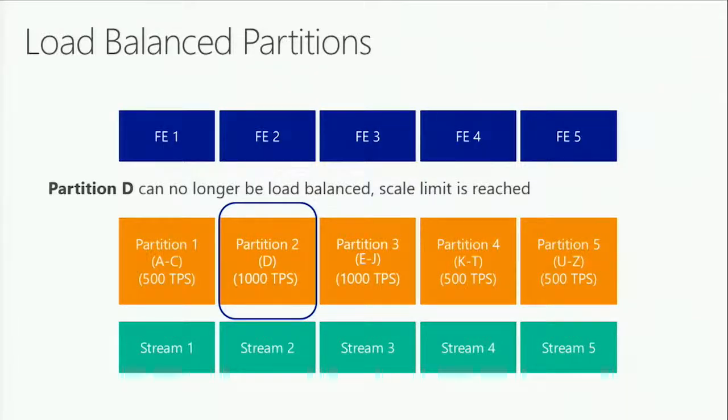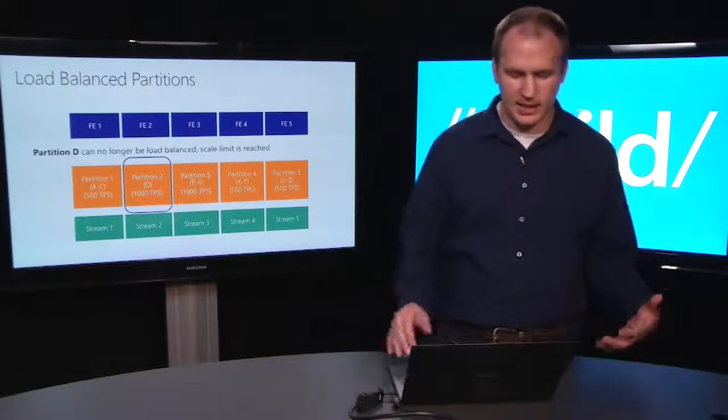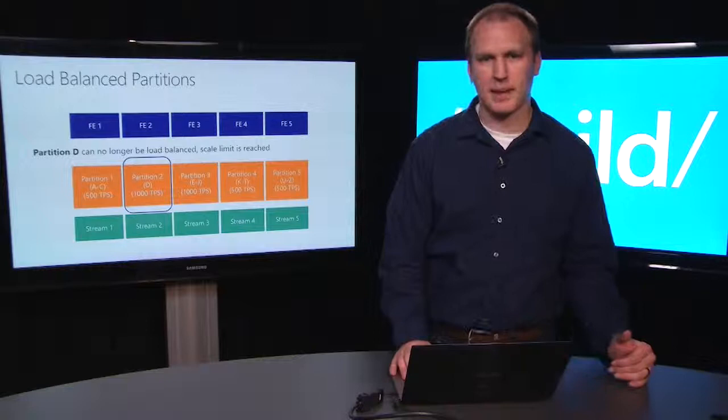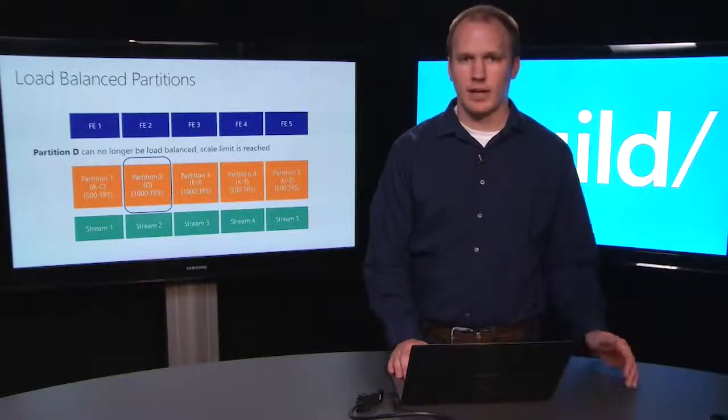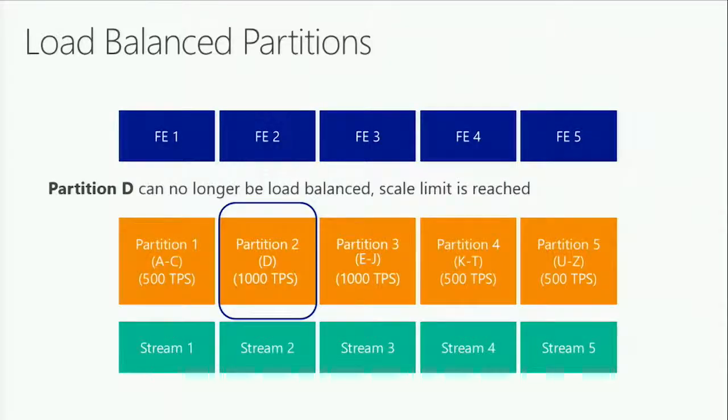It's now stuck. There's no ability to split things out. So it's doing 1,000 TPS on that server, and it may be able to increase a little bit more, but at some point it's going to run into the limit of what that server can do. And at that point you'll get throttling and other effects.